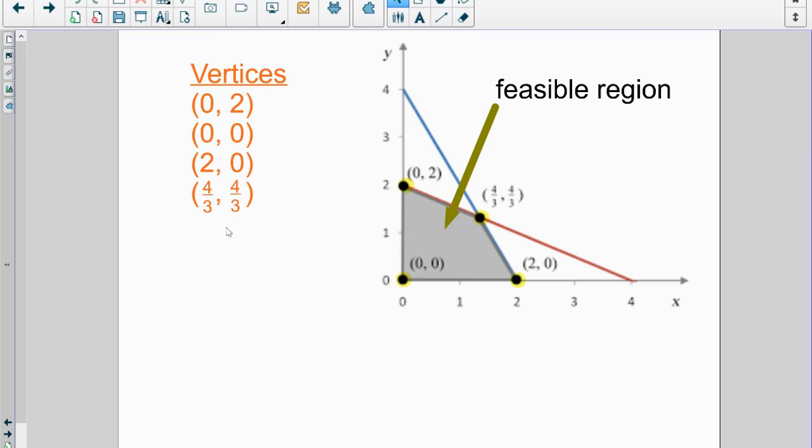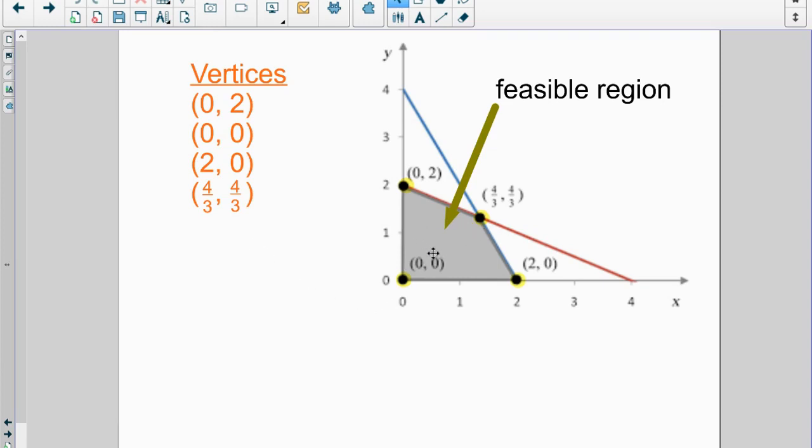Now, these vertices are important because these are the x and y pairs that we're going to use next week with our objective function. So remember, with our application problems, there's always a reason why we're looking for a certain combination of x and y. It might be to maximize profit, or it might be to minimize fat content, but for the most part, you're trying to either find a maximum value or a minimum value.